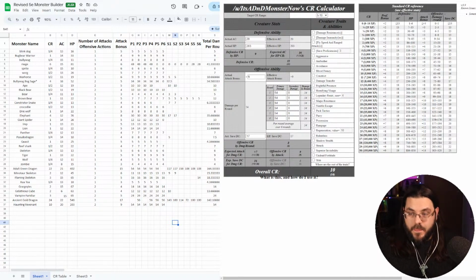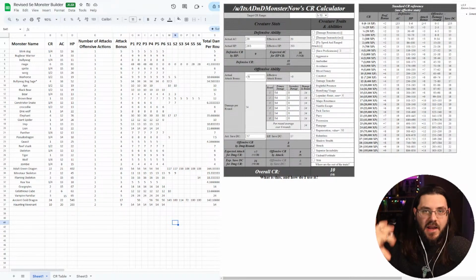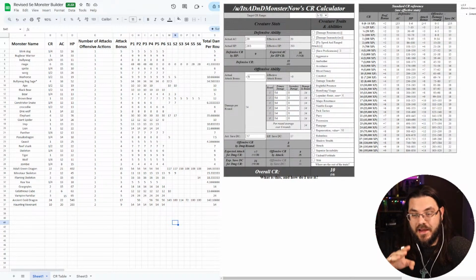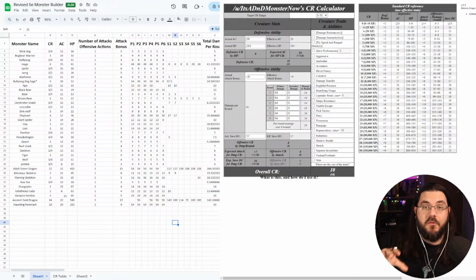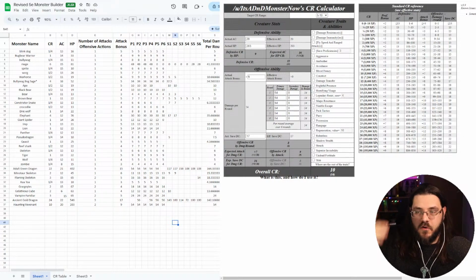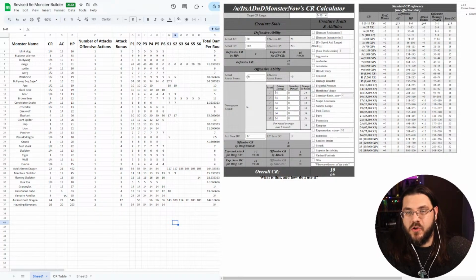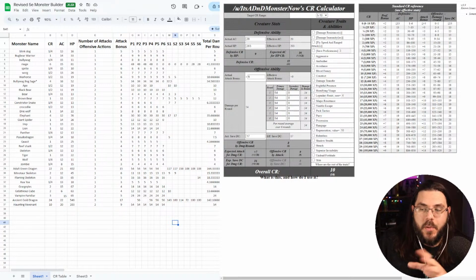So you might end up 1 or 2 CR either side of the CR that you get outputted, because we've had that happen a couple times. But I'm getting more and more confident that if you run the numbers from 2014, ignore the modifiers for creature traits and abilities, you will get close enough. Closer than anything that they're officially gonna put out anyway.